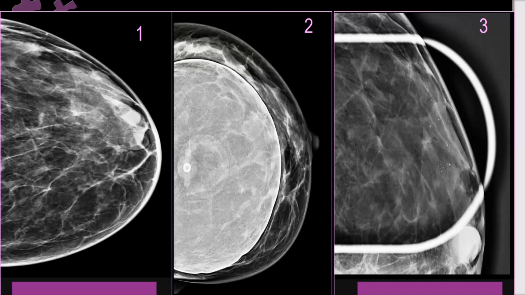Excellent. This 1 and 2, you said CC view. What is the difference between 1 and 2? What is this? The implant. Excellent. Well done. This is an implant. Which type of implant?